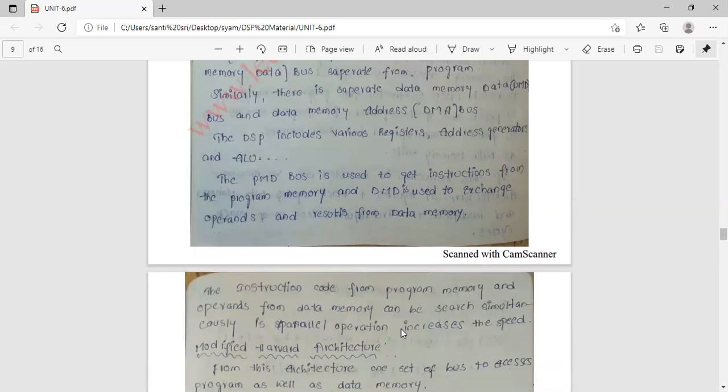The instruction code from program memory and operands from data memory can be fetched simultaneously. This is a parallel operation, which increases the speed.